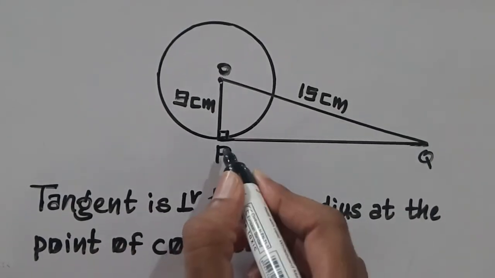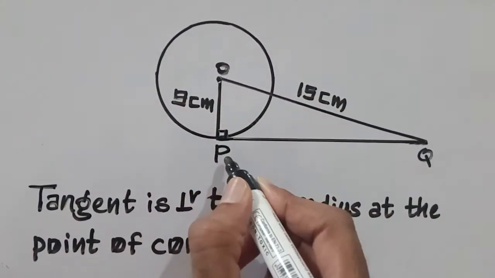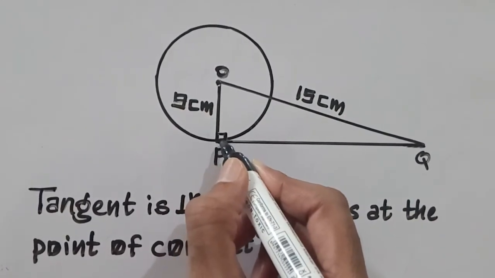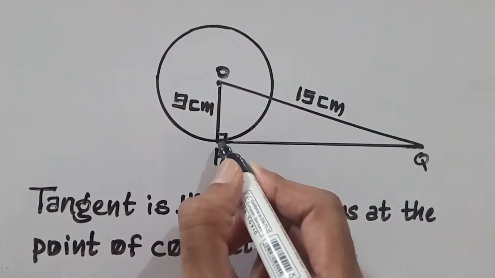Tangent is perpendicular to the radius at the point of contact.